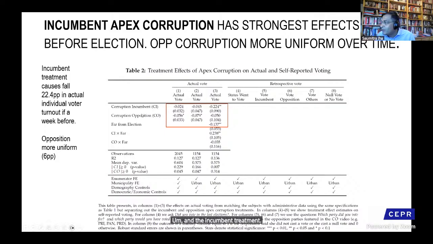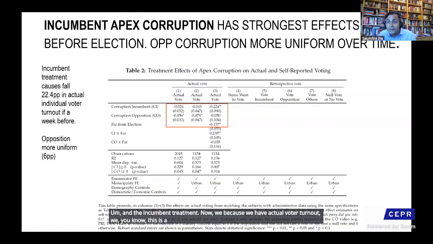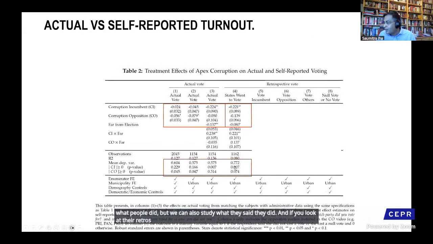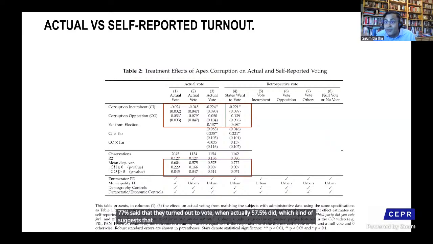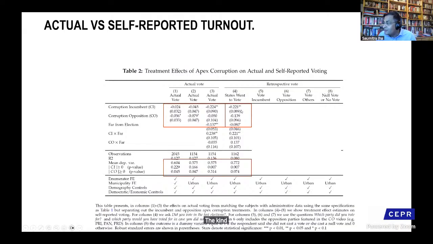Now, because we have actual voter turnout, this is pretty precious because we can actually see what people did, but we can also study what they said they did. And if you look at the retrospective vote, 77% said that they turned out to vote, when actually 57.5% did, which suggests that there is a social desirability element when people are asked in a survey, did you turn out to vote? However, the relative patterns are fairly consistent.